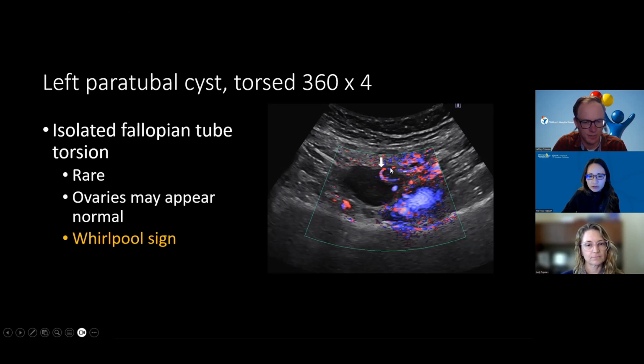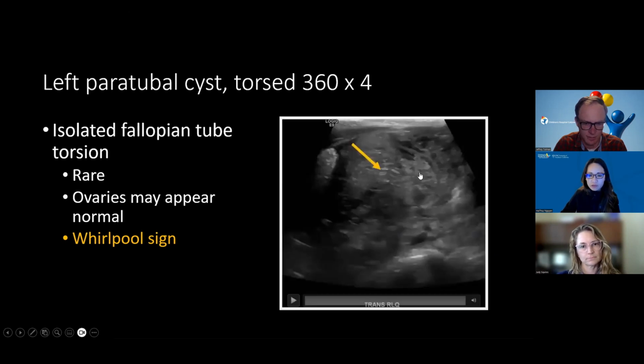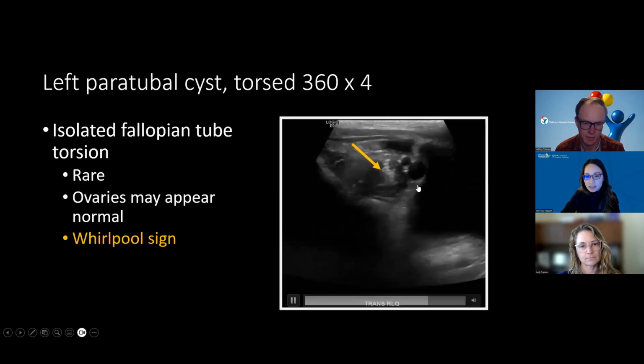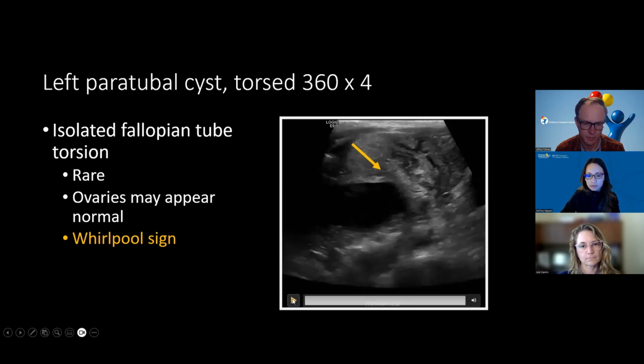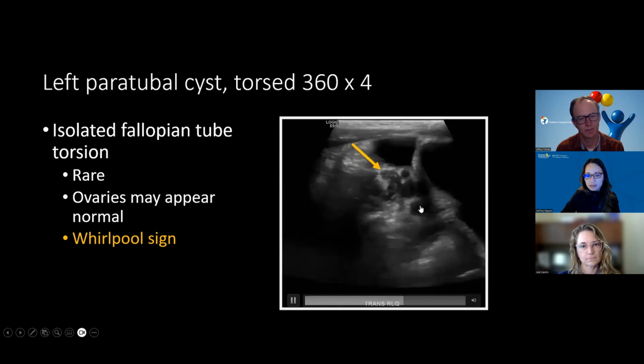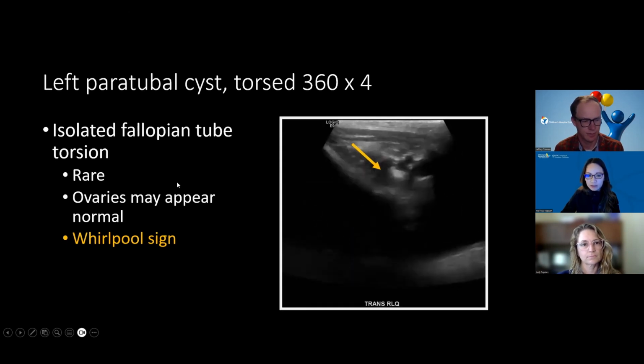be normal. There are times when you can actually see the whirlpool sign even on color images. And, looking back, we didn't really have a great whirlpool sign. Like, this is probably the best that I can surmise might have been that twisting. Or other times where you don't really see all the other abnormalities, and this is a companion case, but you can see the actual twisting of the fallopian tube really well. And so in these cases, these are the direct signs that there is isolated fallopian tube torsion. So just be mindful of that entity.